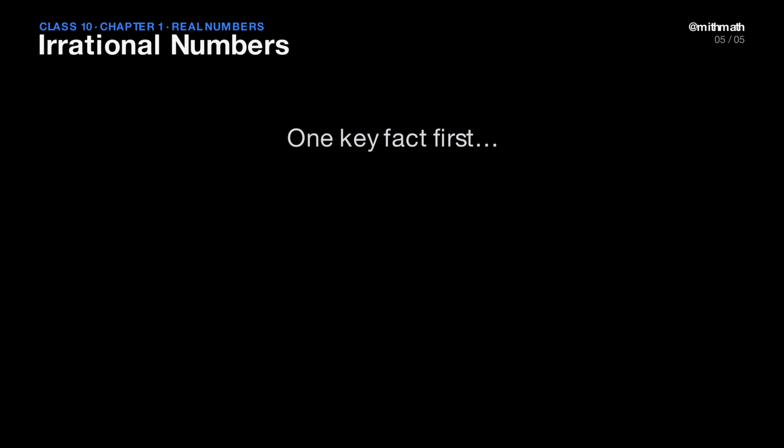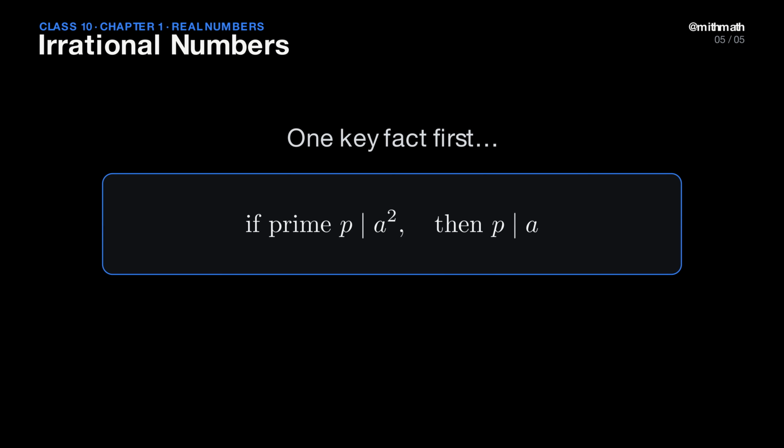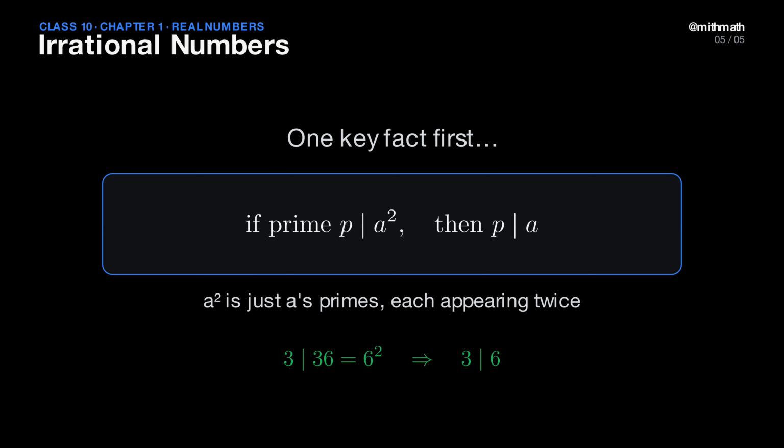Before we prove any of that, we need one key fact about primes and squares. Here it is: if a prime p divides a square, a squared, then that same prime p must also divide a itself. Why? Because a squared is just a's own prime factors, each appearing twice over. So any prime dividing a squared was already a prime factor of a. For instance, 3 divides 36, which is 6 squared, and sure enough, 3 divides 6.